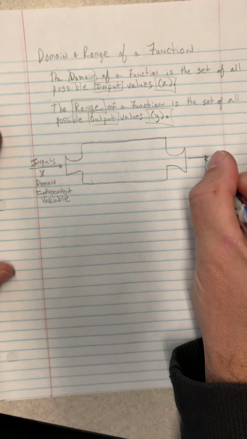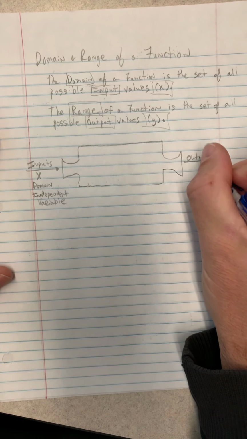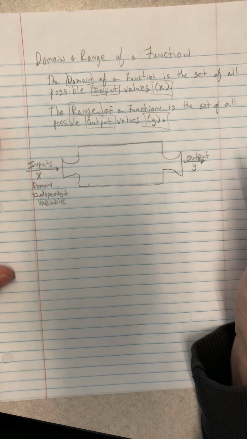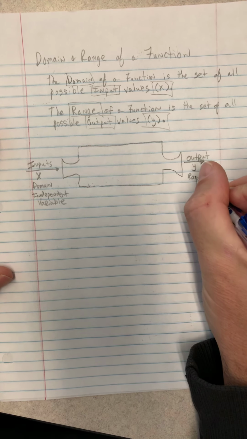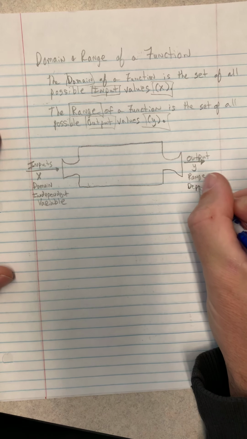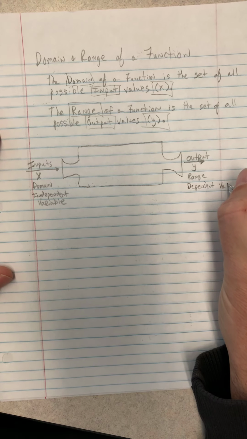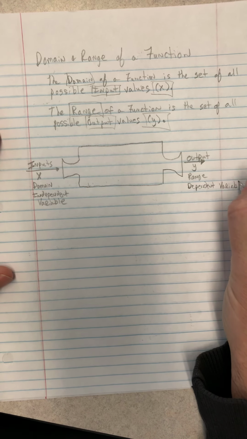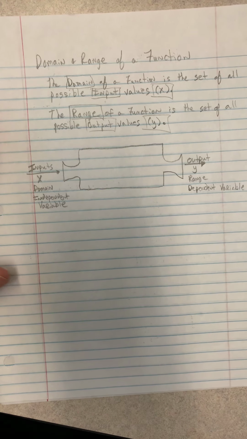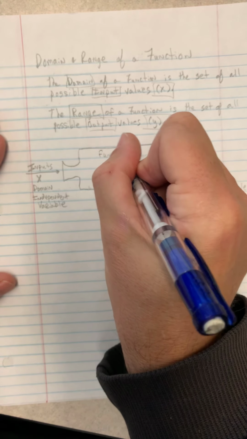I can get stuff out of this. If I have an input, what I get out is an output. What I get out is a Y value. What I get out is a range associated with that domain. And Y is also my dependent variable. The value of Y, my range, is going to depend on the value of X, because what goes in this function box is an equation.